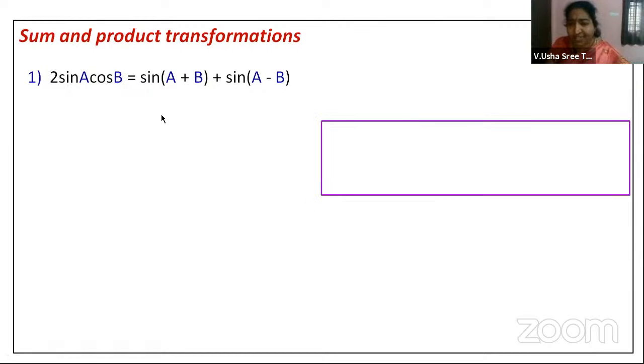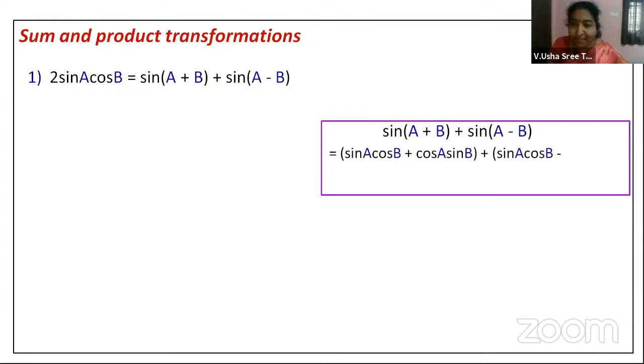Now, let us try this out, children. Sin of A plus B plus sin of A minus B. What is sin of A plus B? It is sin A cos B plus cos A sin B. And of course, sin of A minus B is sin A cos B minus cos A sin B. Now, when you do so, just cancel the common terms with opposite signs. Plus cos A sin B and minus cos A sin B get cancelled. Then what are we left with? It is 2 sin A cos B, isn't it? So sin of A plus B plus sin of A minus B is 2 sin A cos B.